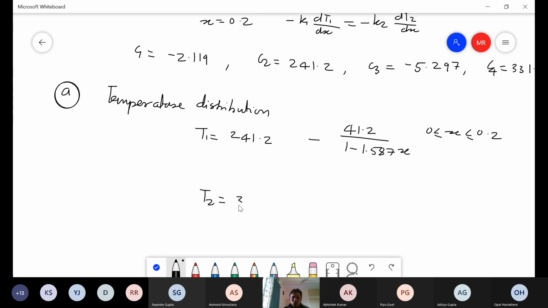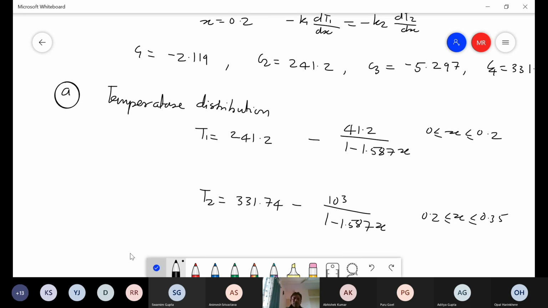331.74 minus 103 divided by 1 minus 1.587x, and this is between 0.2 to 0.35. So these are the two expressions which you are expected to get.